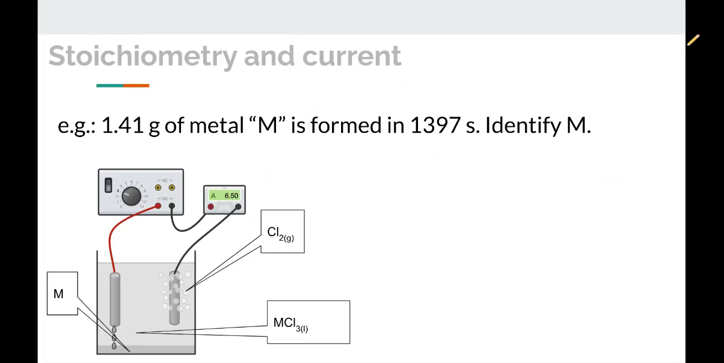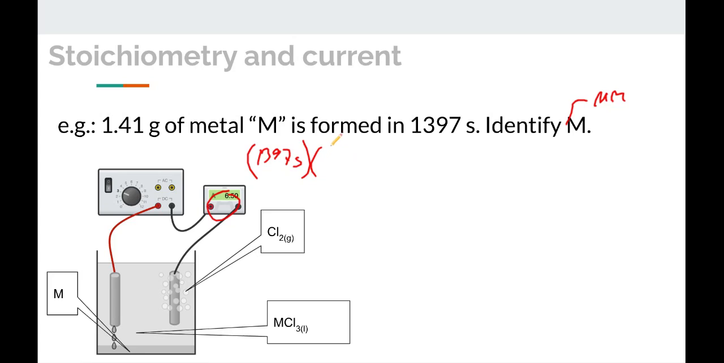Here's another question. In 1,397 seconds at a current of 6.5 amps, 1.41 grams of metal M is formed, and we're supposed to identify M. Probably the best way to do this is by finding the molar mass of M. So we already know the mass. Let's figure out how many moles are associated with that. Again, we're going to turn to dimensional analysis. 1,397 seconds. And remember, I want to get to moles of metal M here.